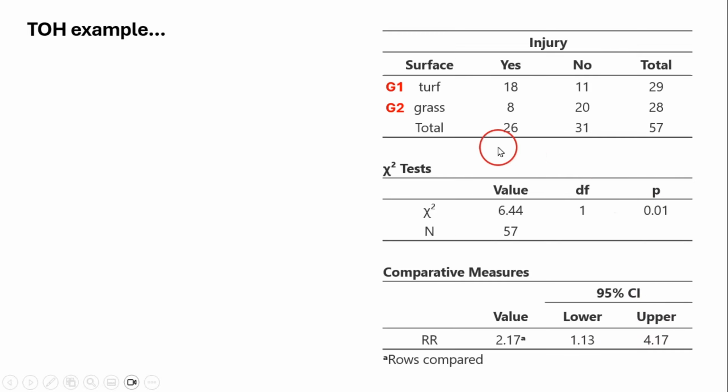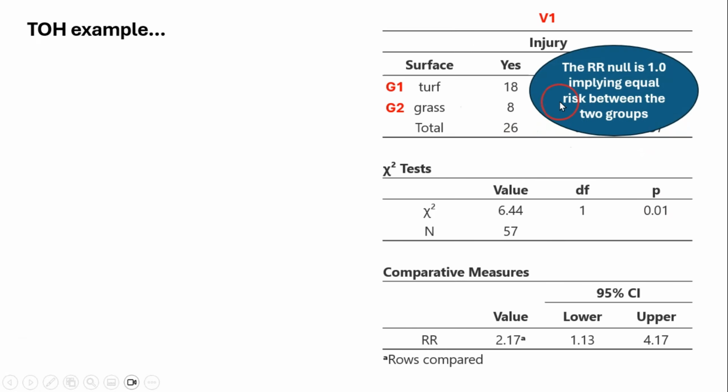But let's go back up to the top for just a second, and we can take a look at it. Like I just mentioned, the risk ratio or relative risk null is 1, implying equal risk between the two groups. There's our group 1, group 2, with our variable 1 injury for our test of homogeneity.